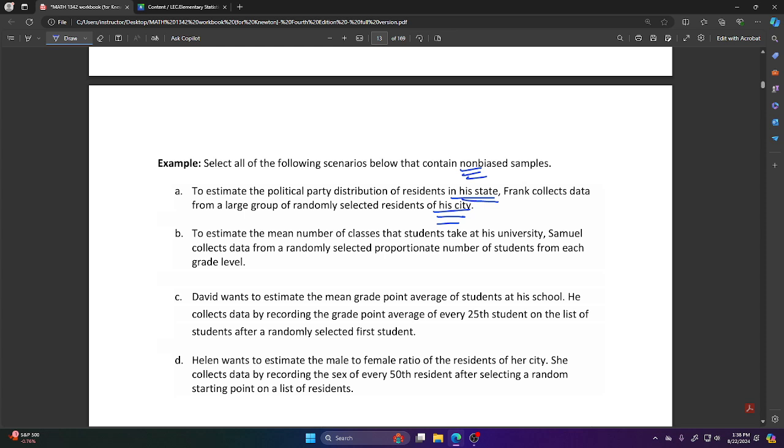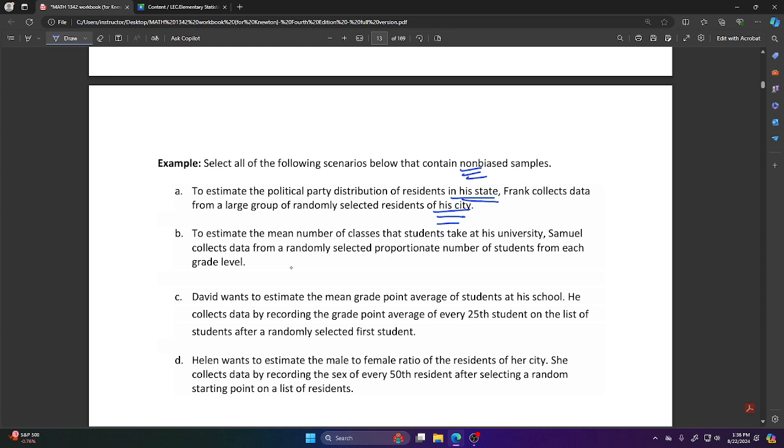Is this bias? Am I going to say yes or no? Yes, bias. So I'm looking for the non-biased ones, so I'm not going to circle it. You see how that works? You got to be careful with it, okay? So it's biased, so I'm not circling it.